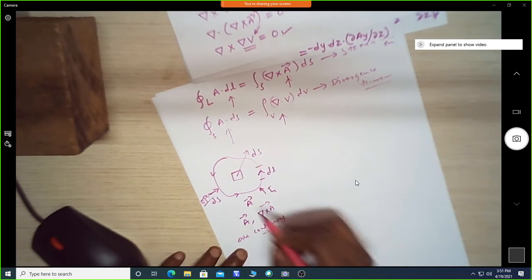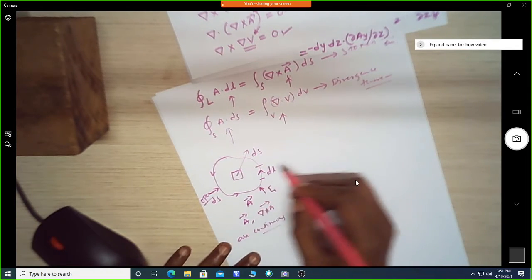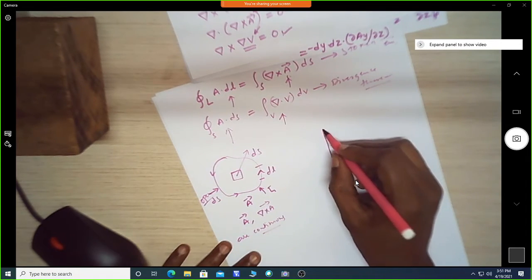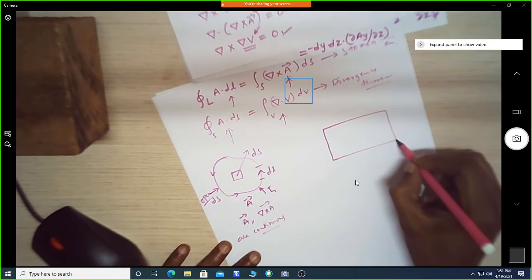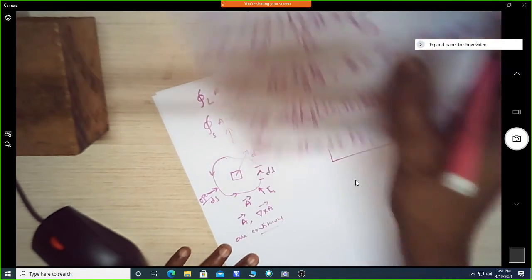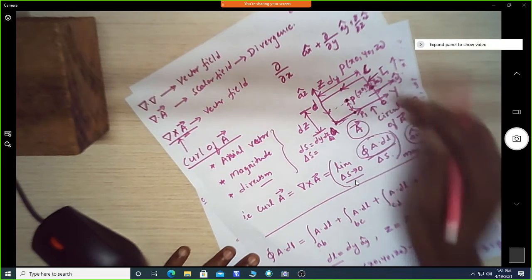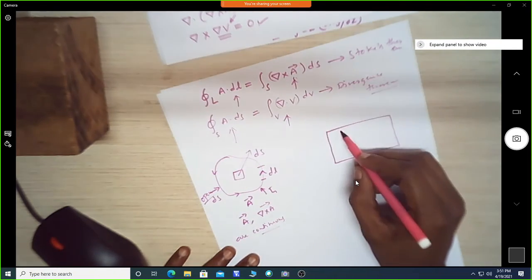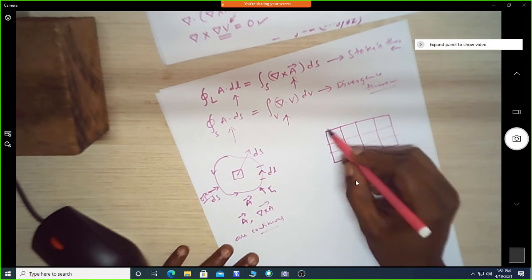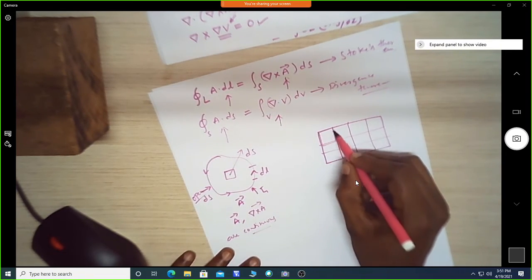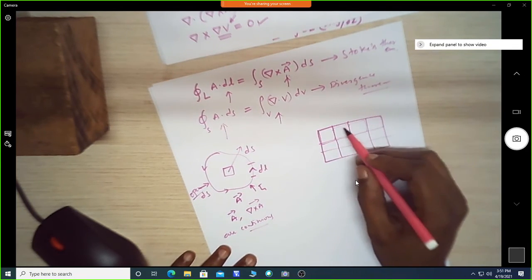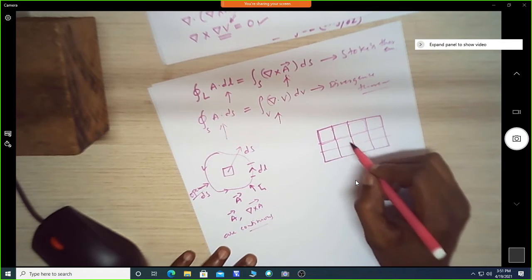Now if I want to prove this, I take this surface and divide the closed line, whatever shape it is, say a rectangle. If I divide this closed line into smaller surfaces or smaller lines, this is one closed line, this is one closed line, this is one closed line. The whole closed line can be defined as small closed lines.